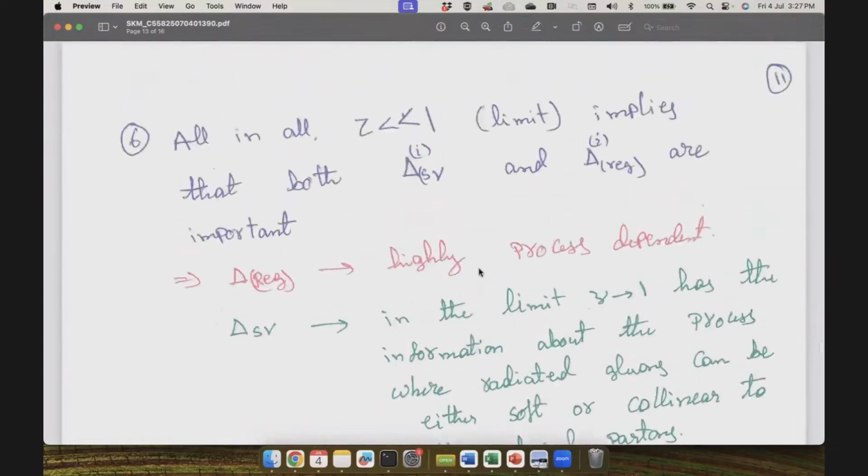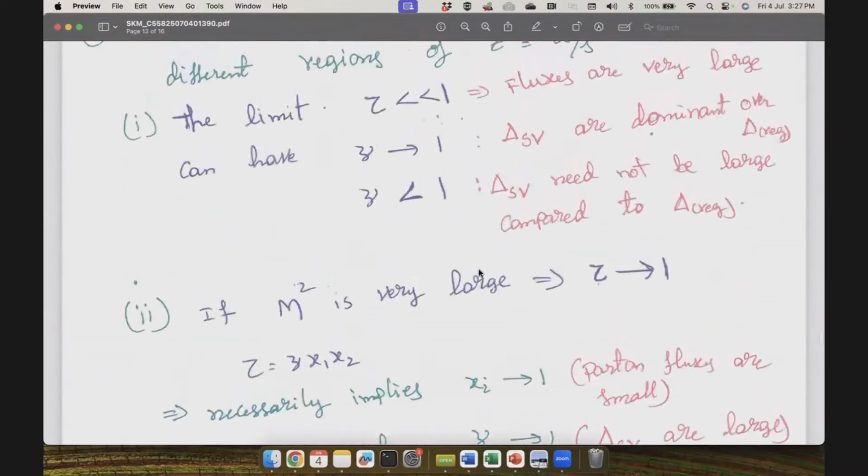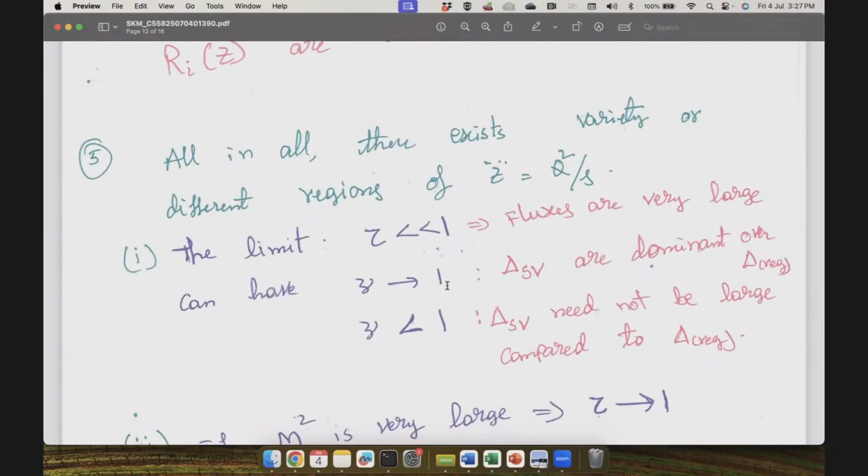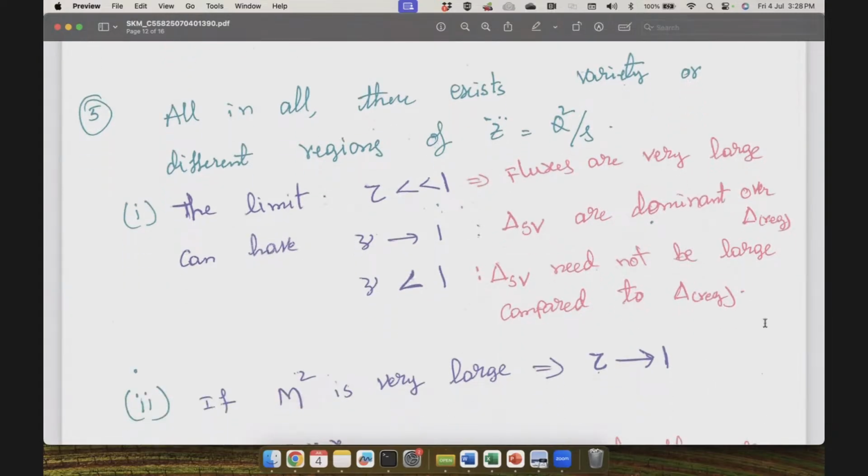I just mentioned this point to highlight that the z goes to one limit is the delta soft virtual limit. In that case, delta SV terms are important. But the z less than one limit is a limit where the delta SV terms may not be large, but that is also the same region where the regular corrections are significantly important. So they can balance with each other. The entire perturbative result at that order also equally depends on the regular corrections. But this is at the perturbative level.